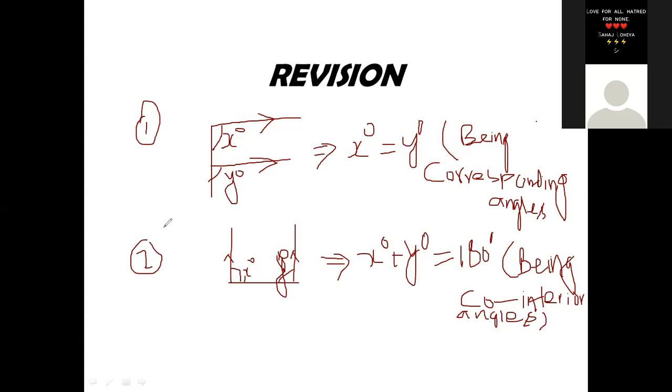Now, look at this: corresponding angles are equal, co-interior angles have a sum of 180 degrees. And if there is a third one, the next angle, alternate angles like this. Suppose this line and this line are parallel. If this angle is given as x degree and this angle is y degree, what will be the relationship here?